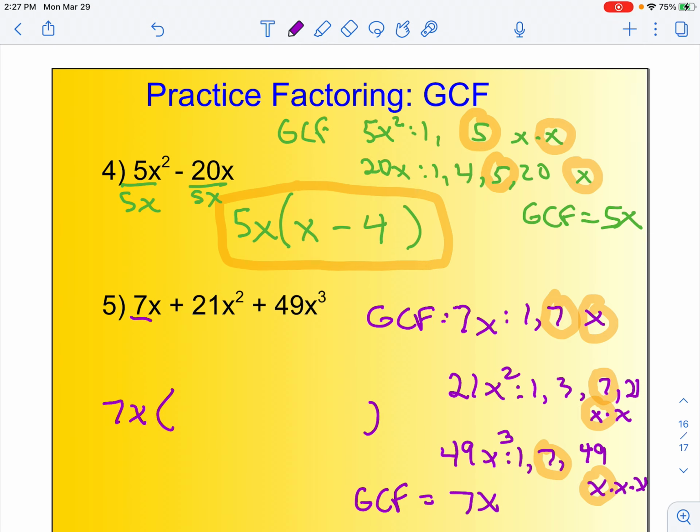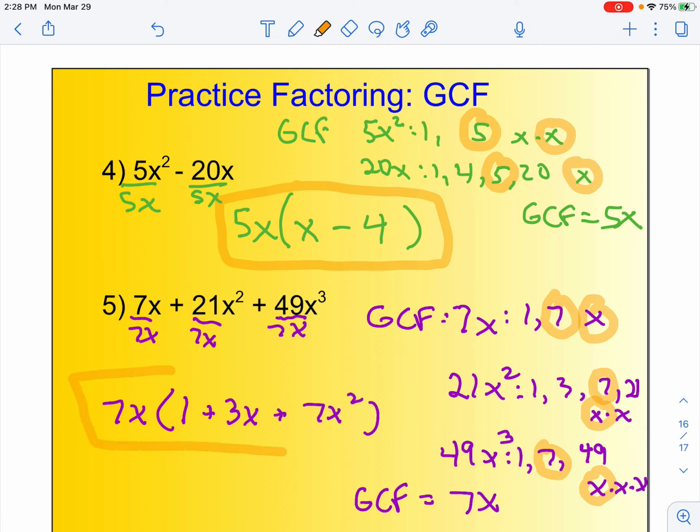What goes inside is when you divide. Now 7x divided by 7x doesn't just cancel out and go away. It stays a 1. Anything divided by itself is 1. 21x squared divided by 7x: 21 divided by 7 gives us a 3, x squared divided by x gives us x. And notice I just put a plus sign in there. If there's no negative, you just continue with the same signs. And so now I divide by 7x again, and that would give me 7x squared.